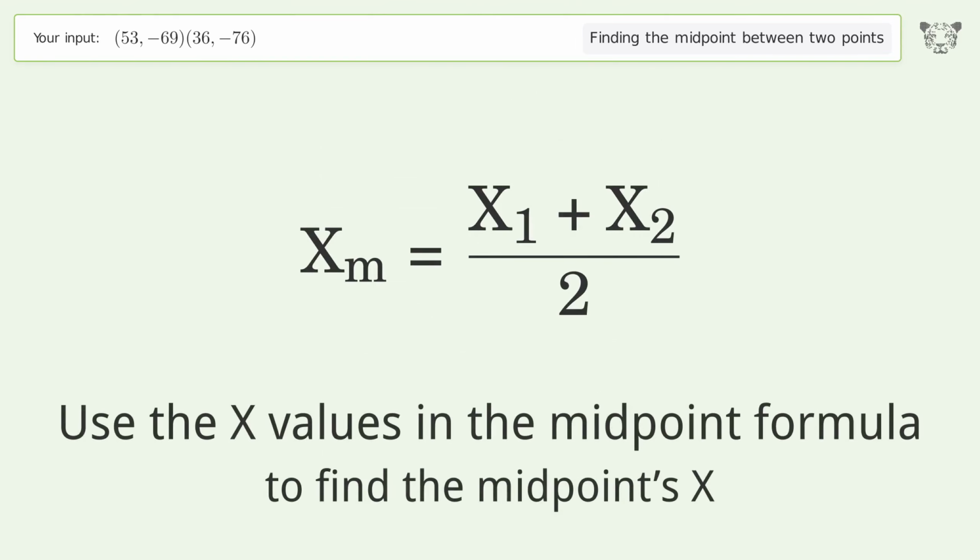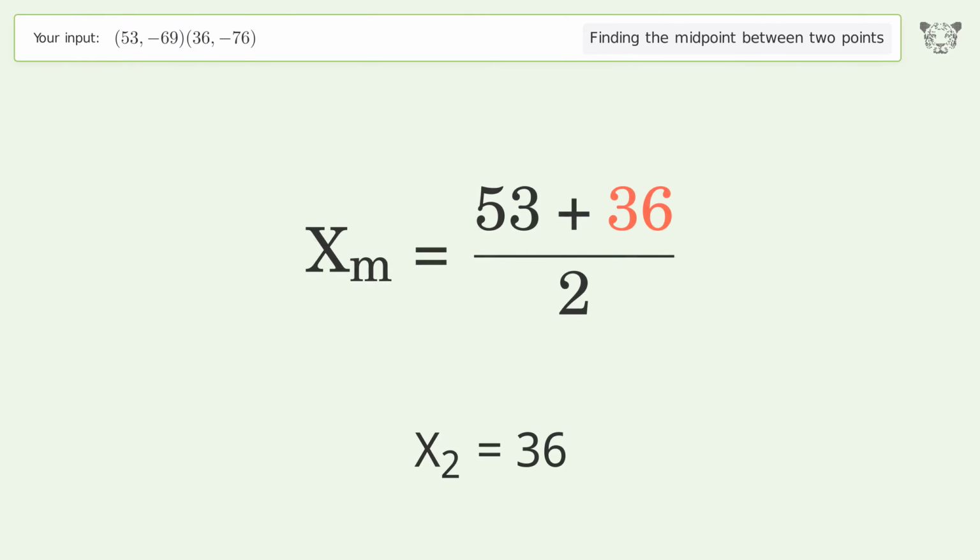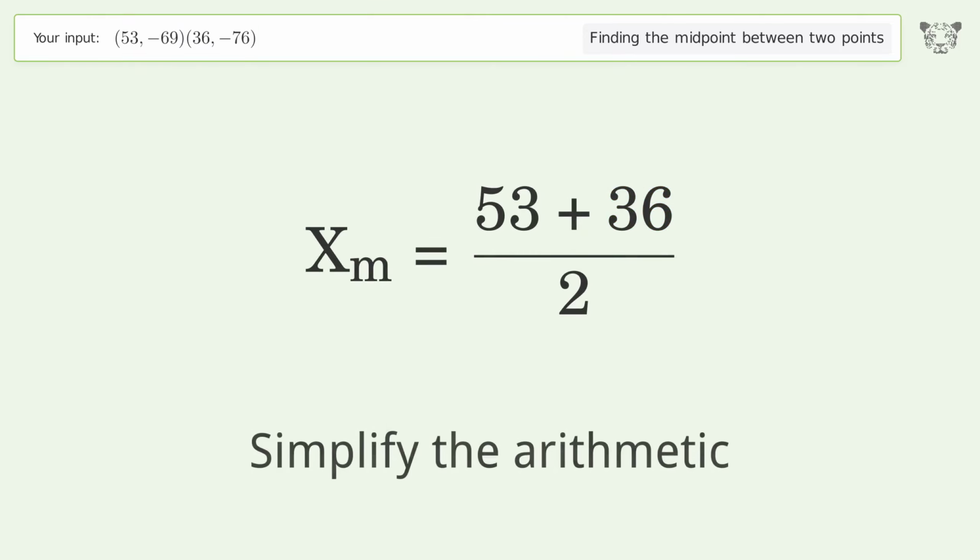Use the x values in the midpoint formula to find the midpoint's x. x1 equals 53. x2 equals 36. Simplify the arithmetic.